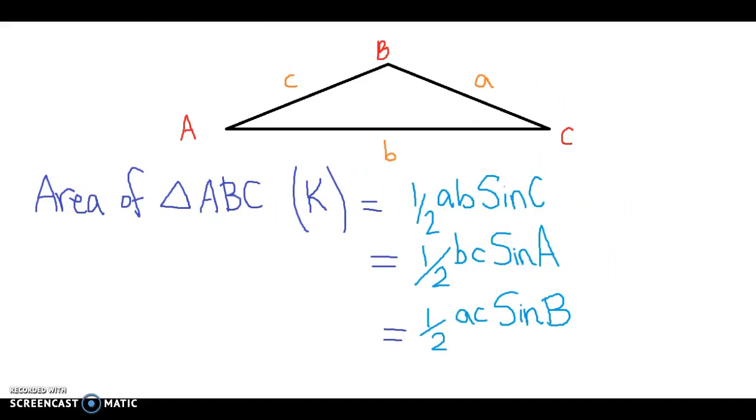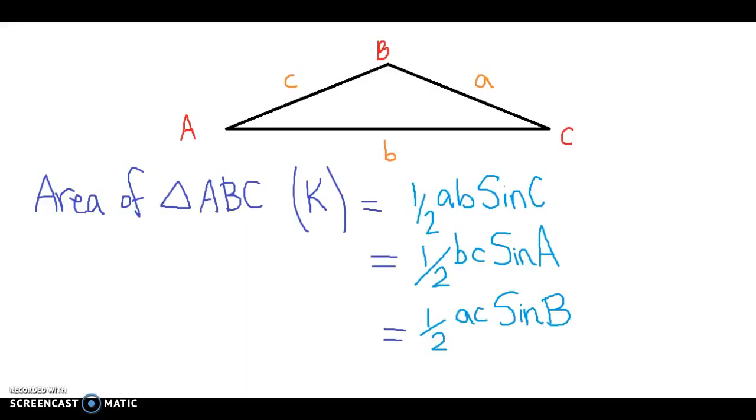So the area of triangle ABC, they give it the letter K for area. If you remember in chapter 7, we used K for the area of a sector. So they're again using K for the area here. And the area of the triangle is half ab sine C, because of the included angle, or half bc sine A, because A is the included angle, or half ac sine B, because B is included between a and c. So these are the 3 formulas, but you don't have to memorize them. You can just look at the picture and see that 2 sides and the included angle make the formula.